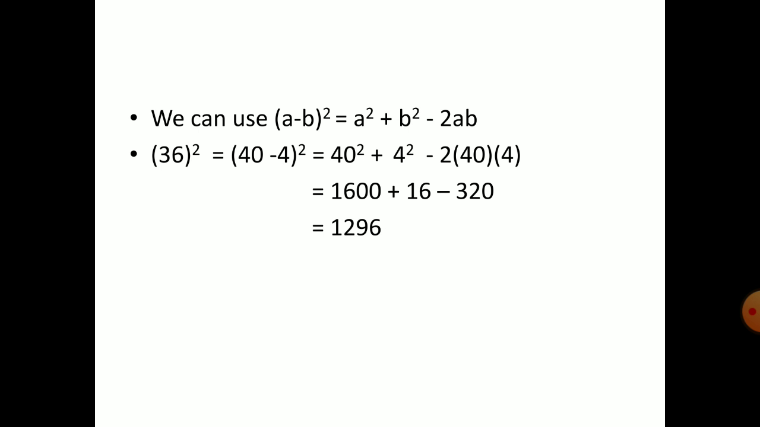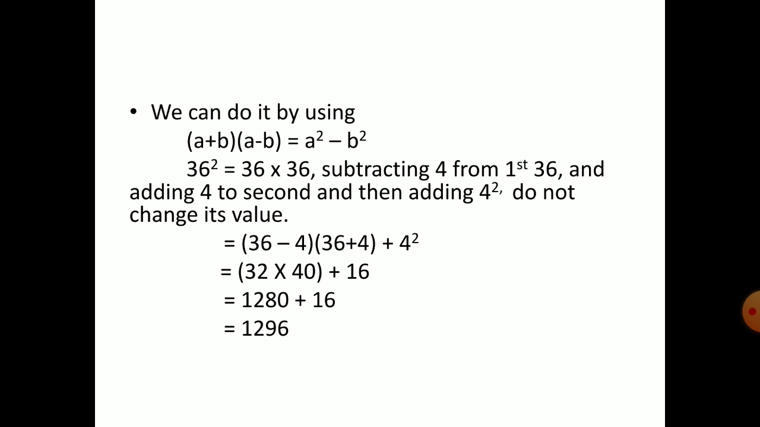Similarly, we can apply a minus b whole square also. In this case, we will write 36 as 40 minus 4. So 40 minus 4 whole square is equal to 40 square plus 4 square minus 2 into 40 into 4. 40 40s are 1600 plus 4 4s are 16 minus 2 into 40 into 4 is 320. The result becomes 1296.